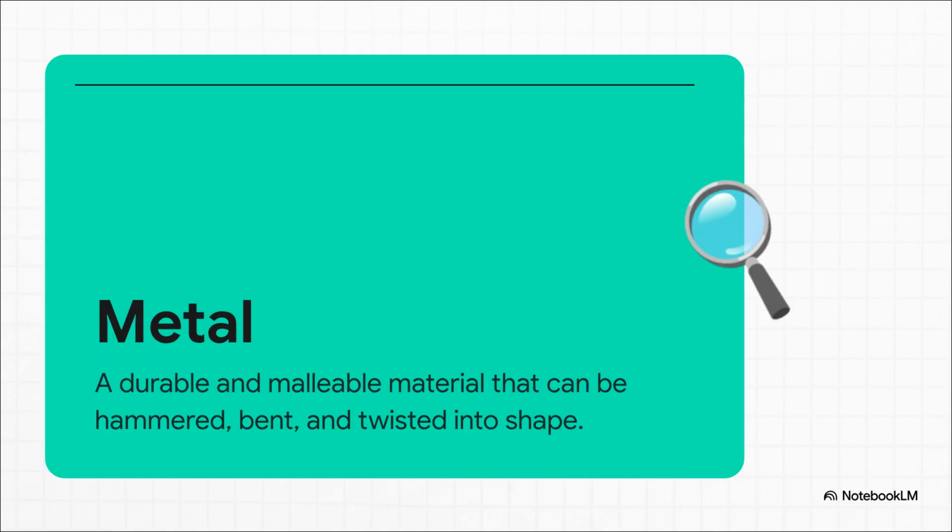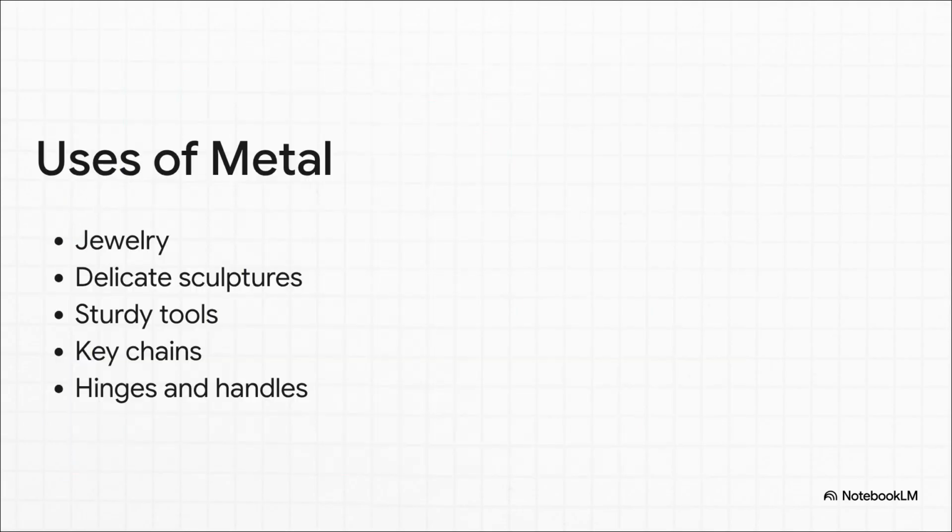All right, next up, metal. Metal is super durable, but its real superpower is that it's malleable, which is just a fancy way of saying you can hammer it, bend it, and twist it into all kinds of shapes without it breaking. Some metals are ridiculously strong, and others are surprisingly soft and easy to work with. And this flexibility is everything.